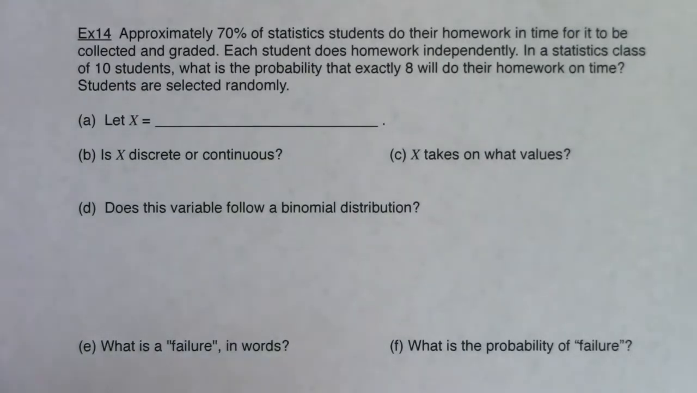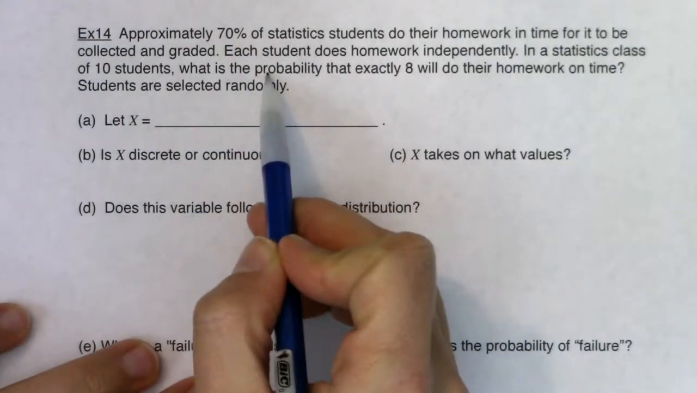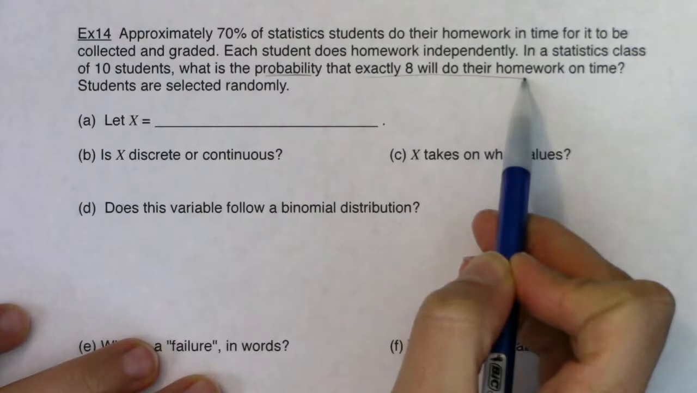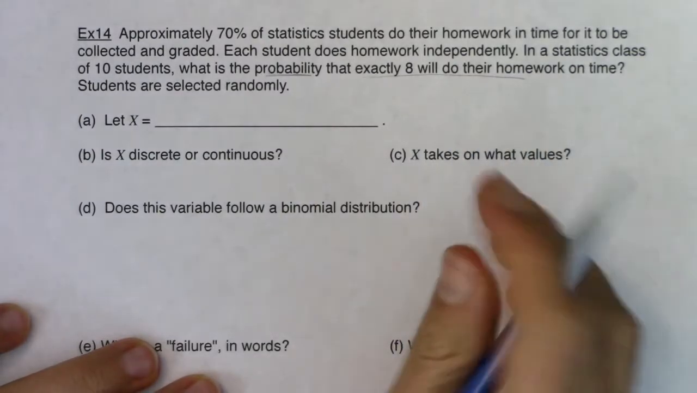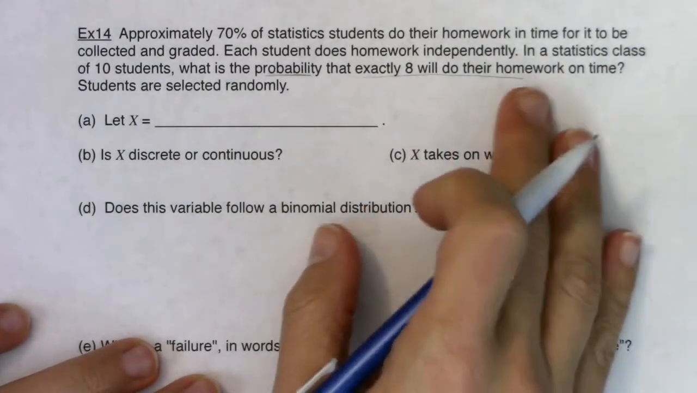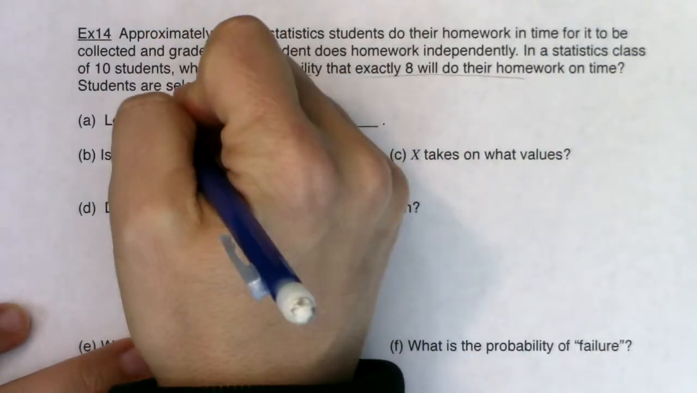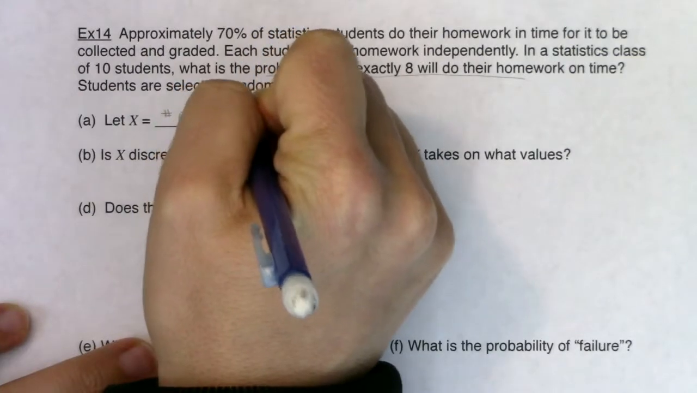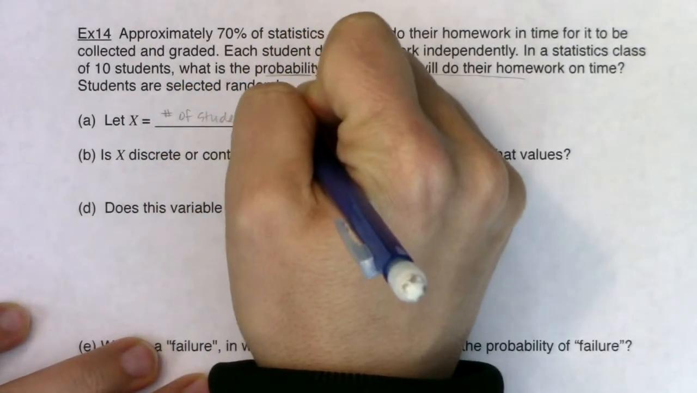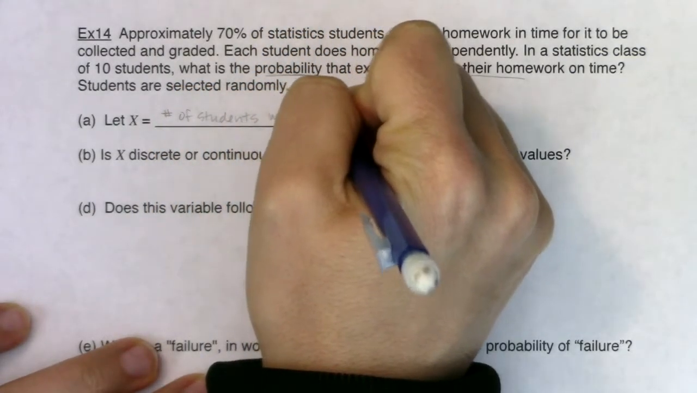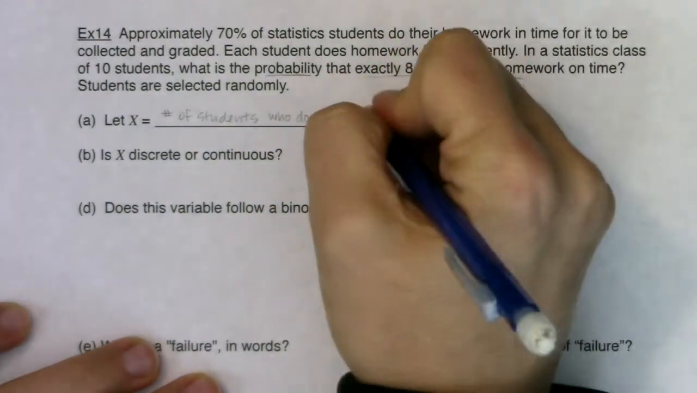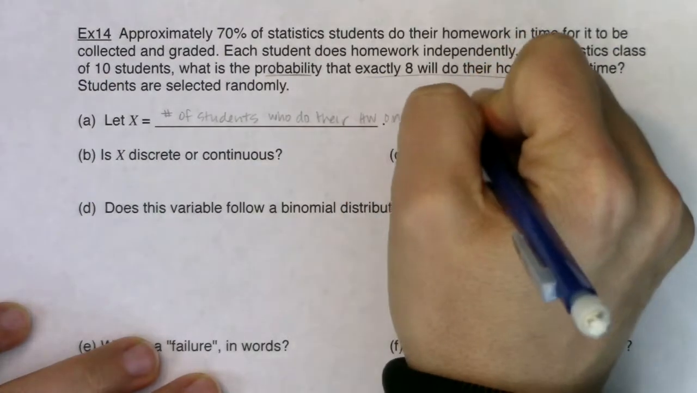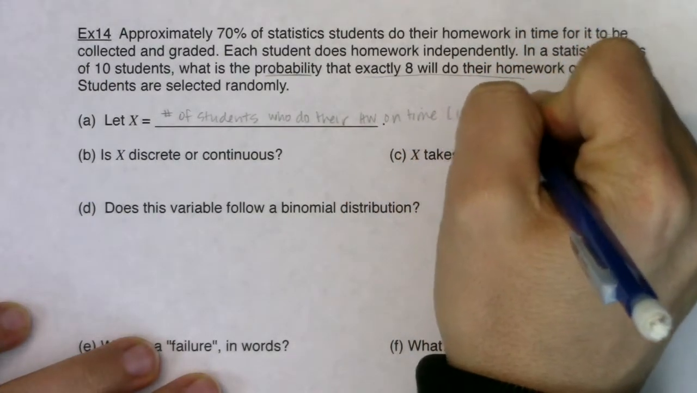Okay, so with that, let's start to think about what on earth am I keeping track of? What is the variable in this problem? As soon as you see probability, there's going to be something next to it. Look, exactly 8 will do their homework. So I'm keeping track of the number of students who do their homework on time. And just so we're clear, this is in a class of 10. So it's a small class.